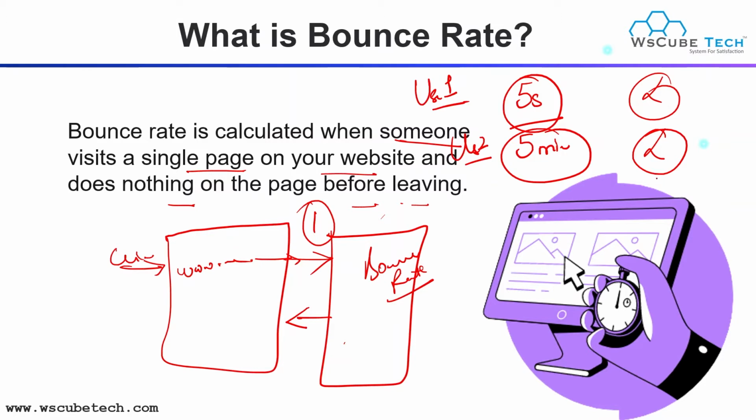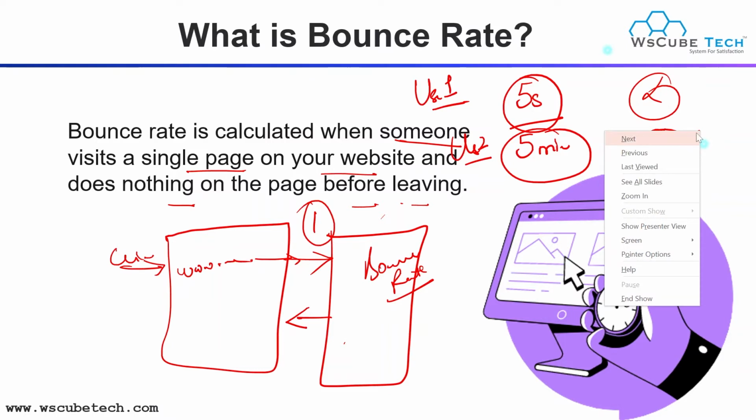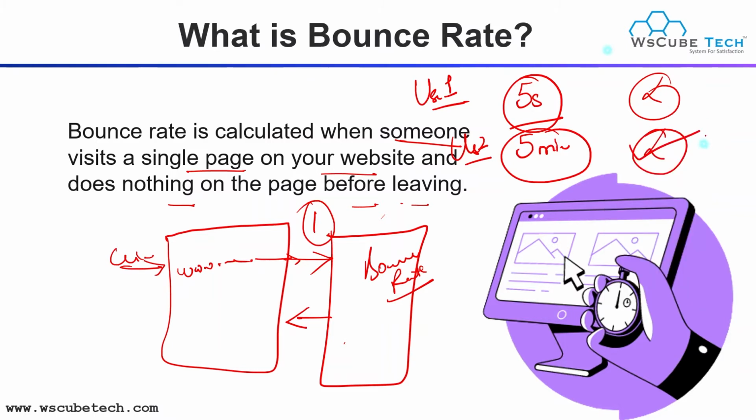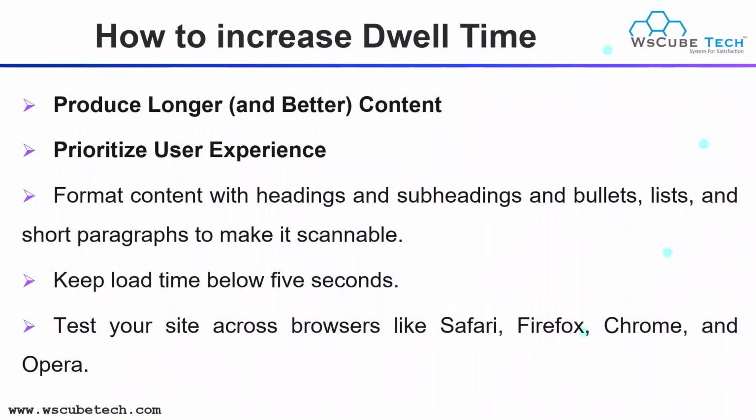But for your dwell time, this is a positive lead when the user spends 5 minutes on your website. Because if a user spends 5 minutes, it means the user is interested in your information, whatever information you have added to your website. So these 5 minutes mean a lot in the case of dwell time. It means this is our positive lead and the user is interested in our content. So this is the difference between your dwell time and bounce rate. Now, how to increase your dwell time?